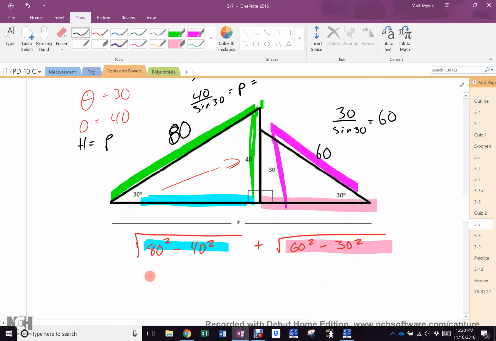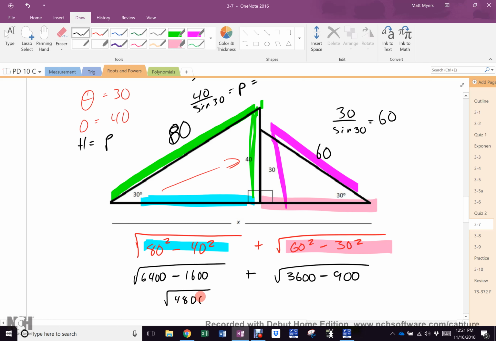What is 80 squared? 6,400. Minus, what's 40 squared? 1,600. Plus, what's 60 squared? Minus 30 squared. What's 6,400 minus 1,600? This is my favorite. 4,800. Plus, what is 3,600 minus 900? 2,700.